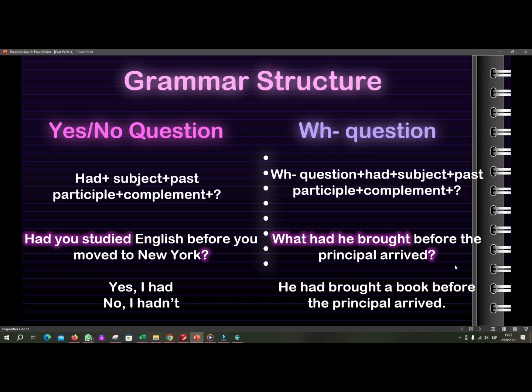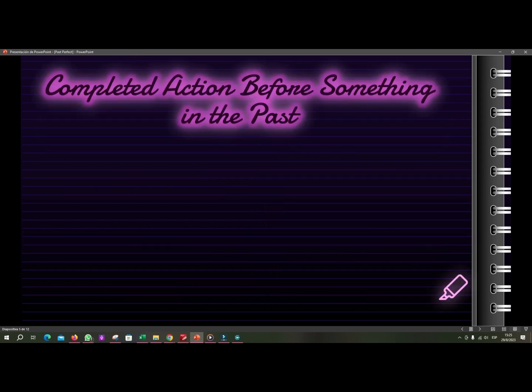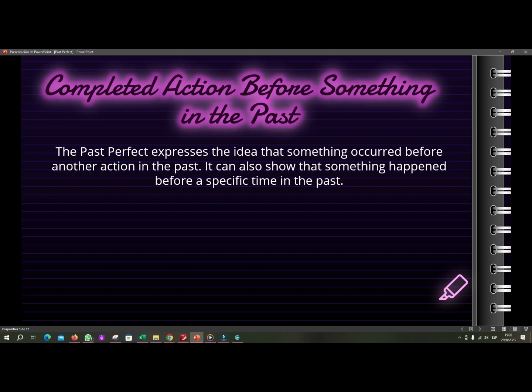So the answer: he had brought a book before the principal arrived, right? If you notice here, you have a complete answer. So what had he brought before the principal arrived? He had brought a book before the principal arrived. So this is an affirmative sentence then, right? So there you have the structure of complete actions before something in the past.